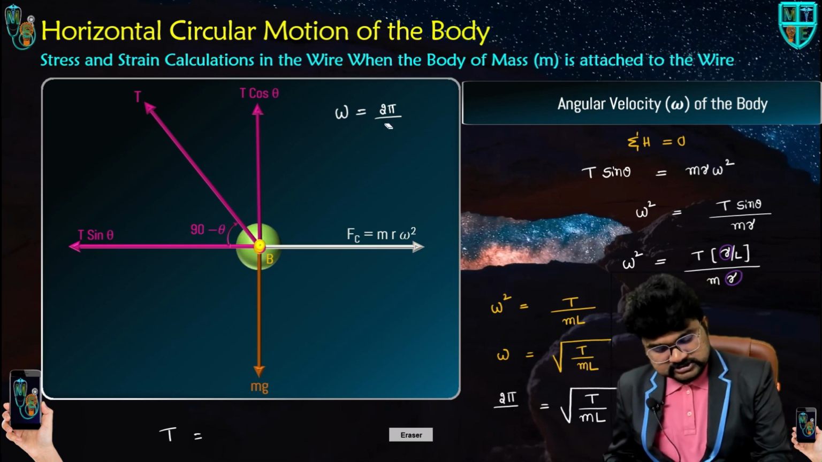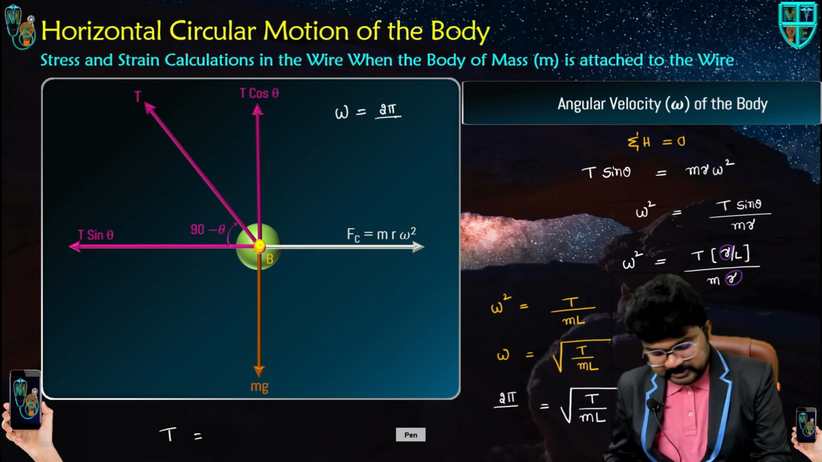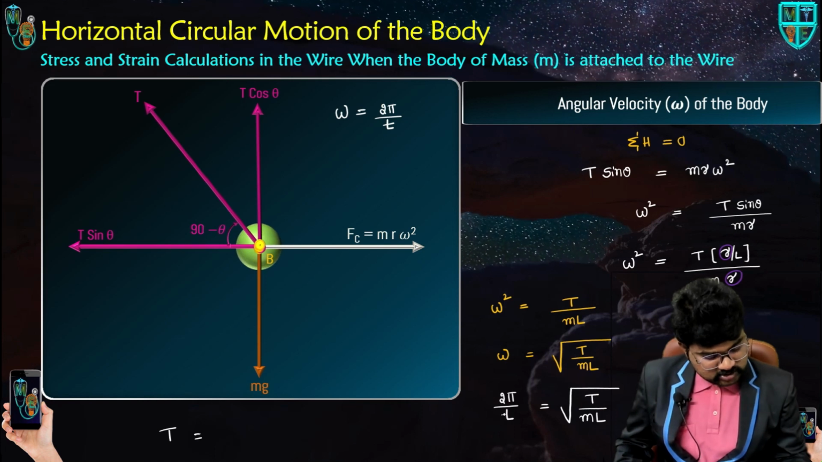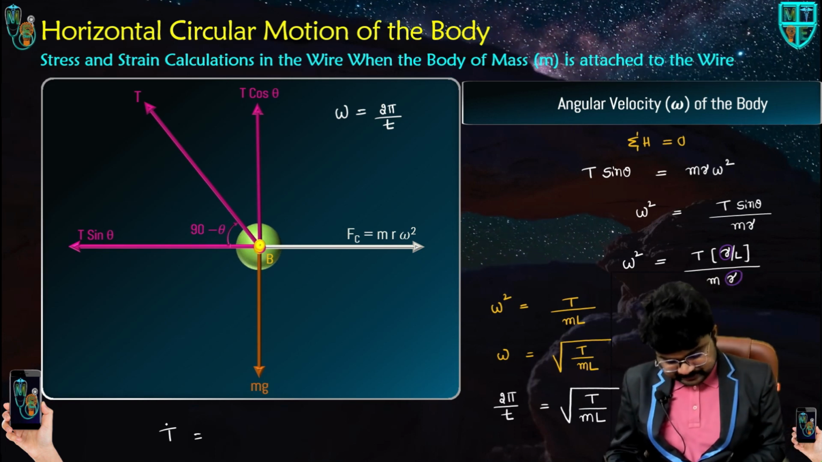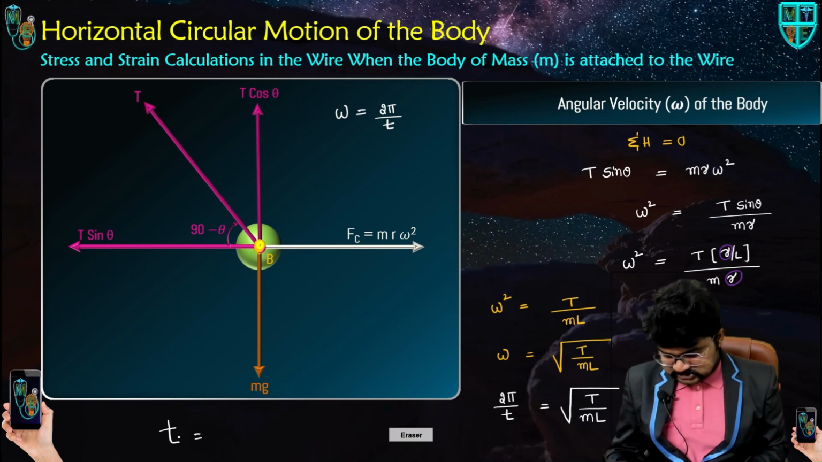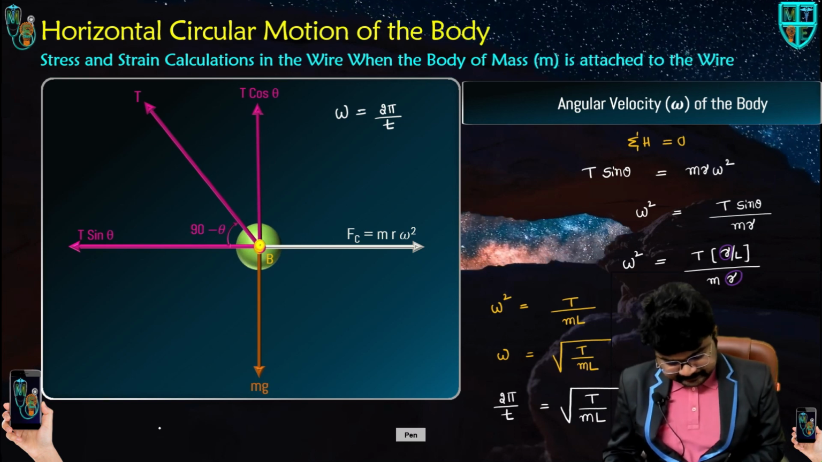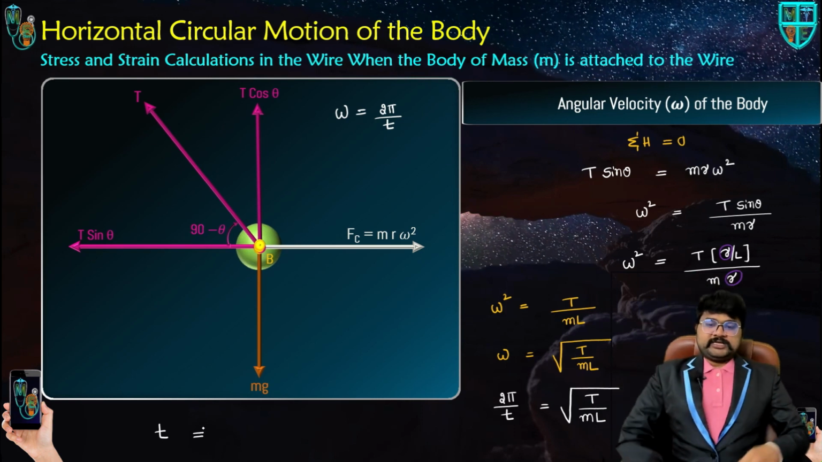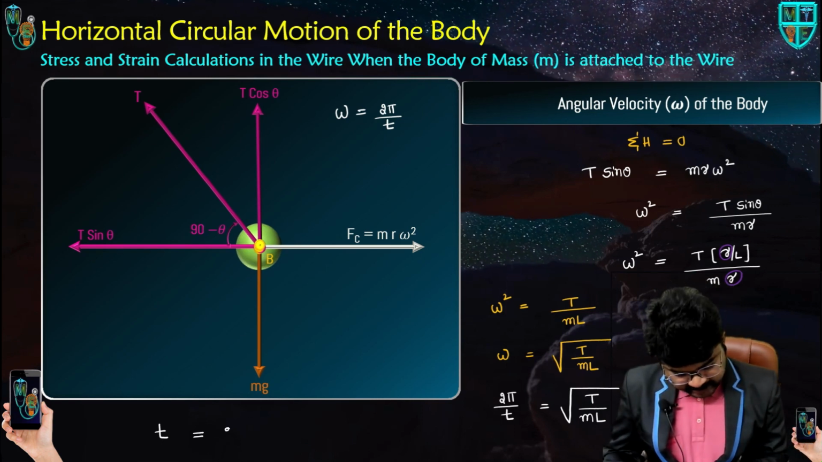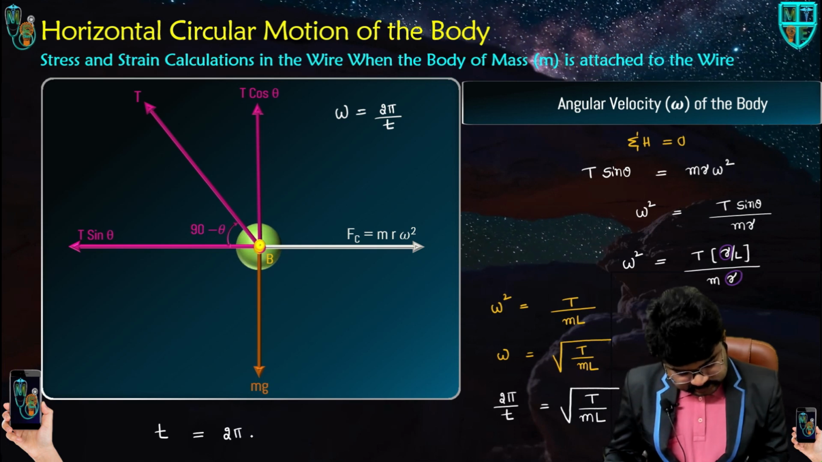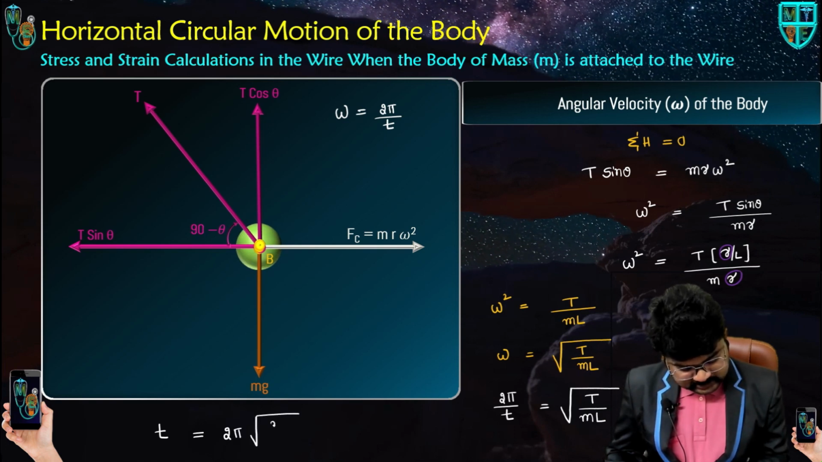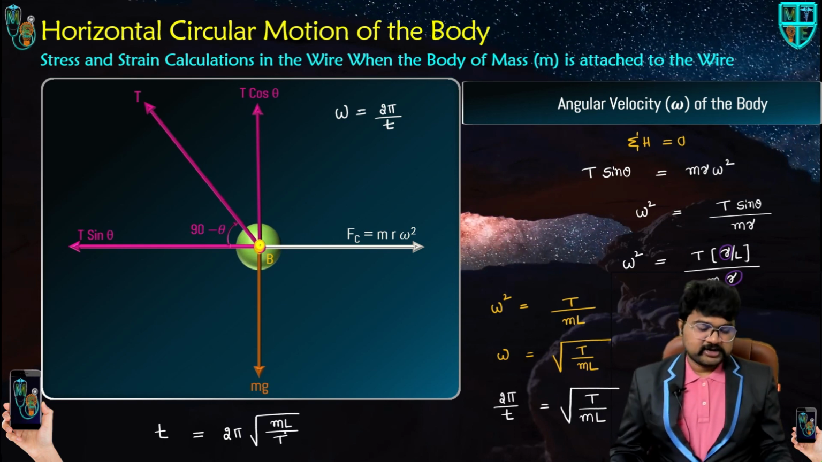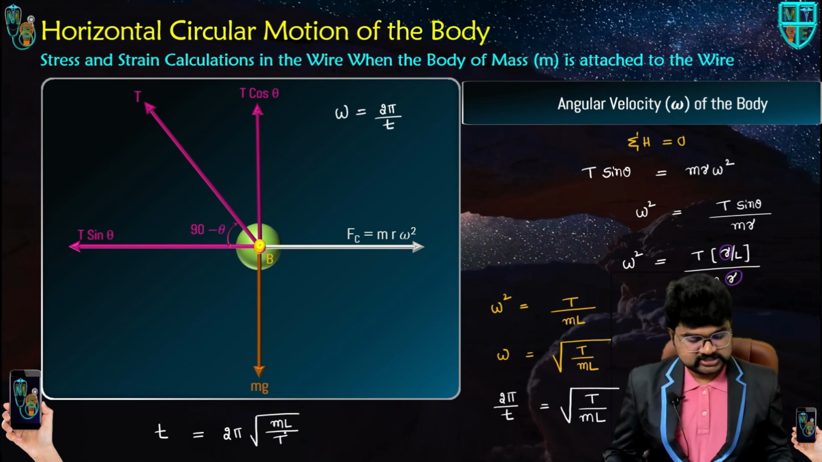Here you can take small t, because capital T is the tension in the string and small t is the time period. Time period t equal to what? 2 pi square root of m times L by tension in the string, where capital T is the tension in the string.